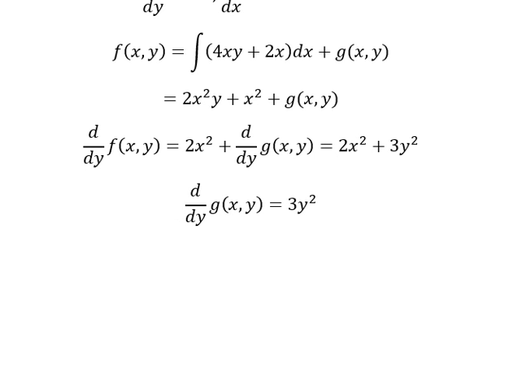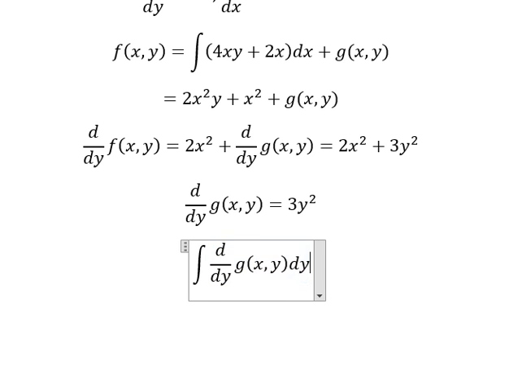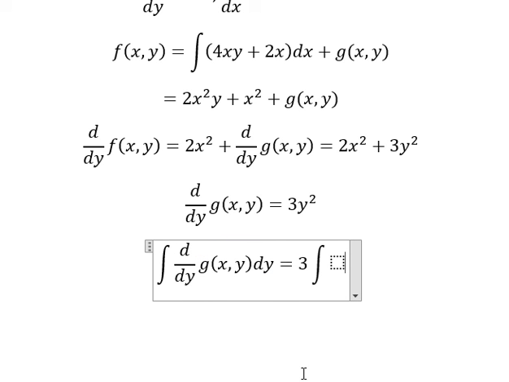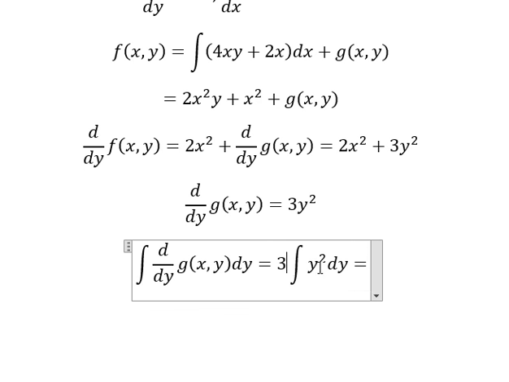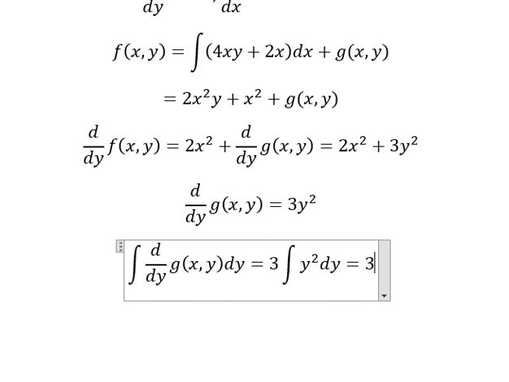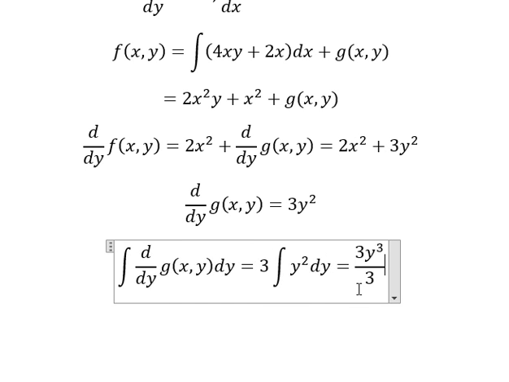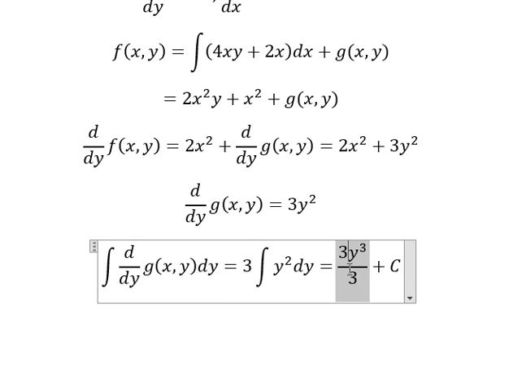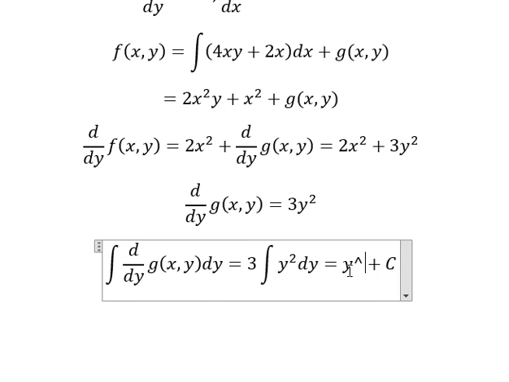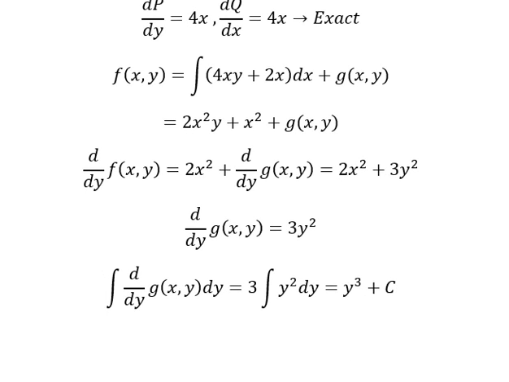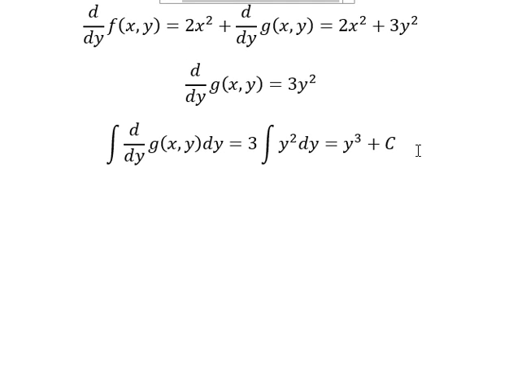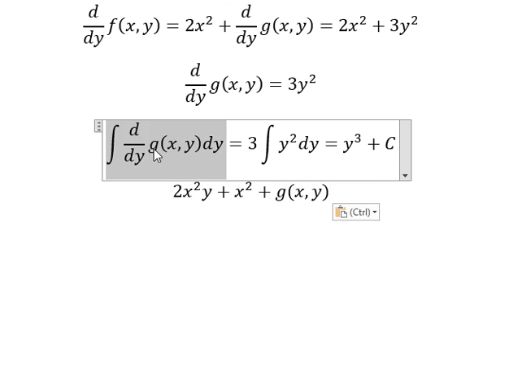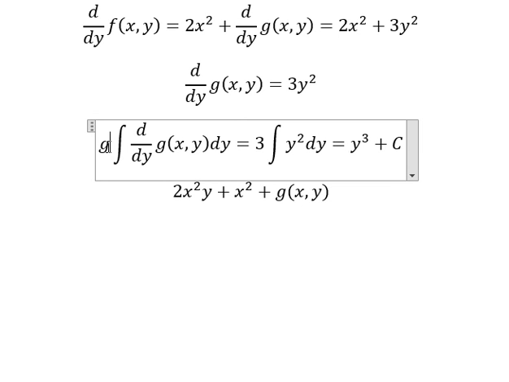Next, we put the integration for both sides. So the integration of this one, we have 3y to the power of 3 over 3, and I will put c. And now we can simplify like this. So we need to go back in here. So the integration of this one, that is 3xy.